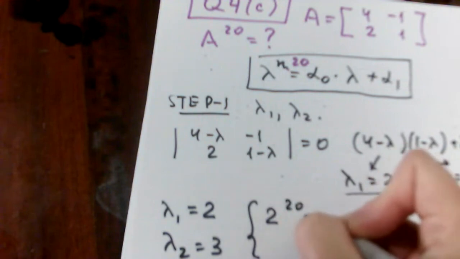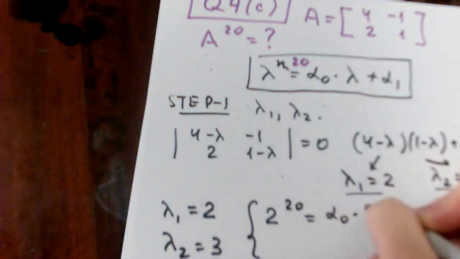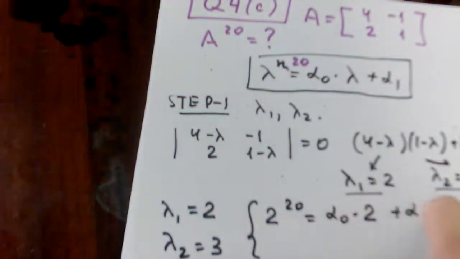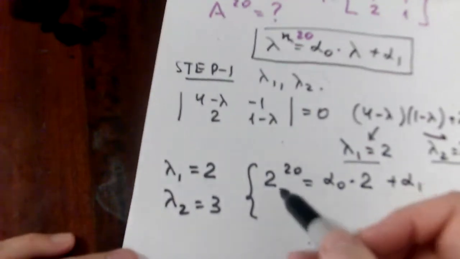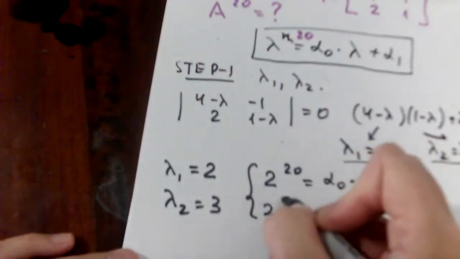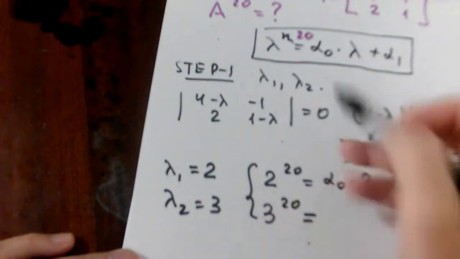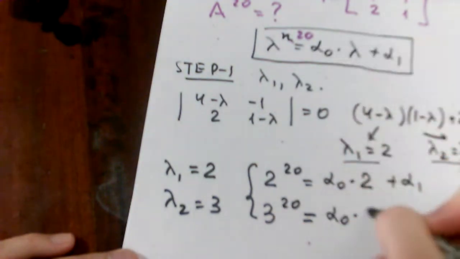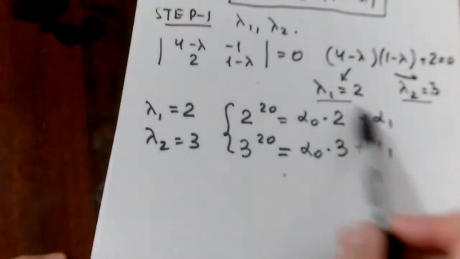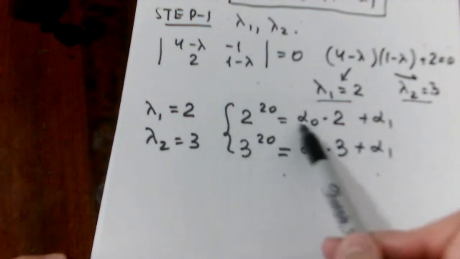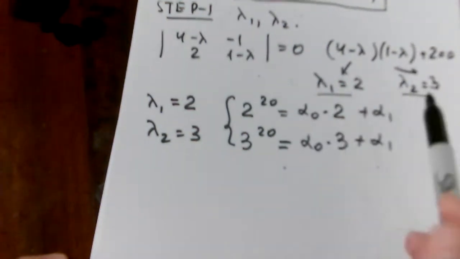2 to the power of 20 will be alpha 0 times 2 here instead of lambda again, plus alpha 1. So this is our first equation. The second equation will be 3 to the power of 20 is equal to what? Alpha 0 again times 3 plus alpha 1 again. So as you can see, we did come up with a system of linear equations with two unknowns, alpha 0 and alpha 1.